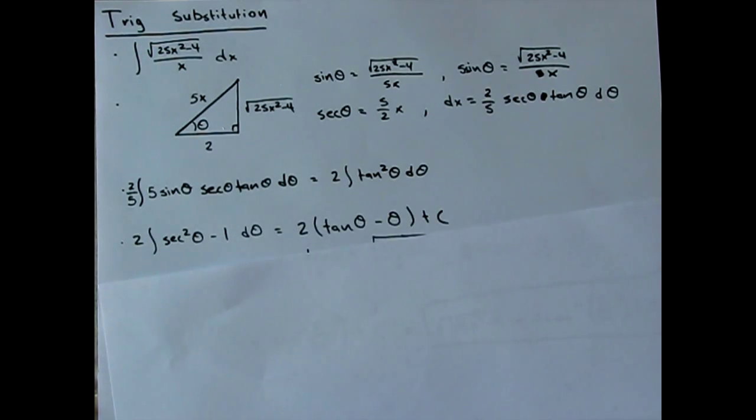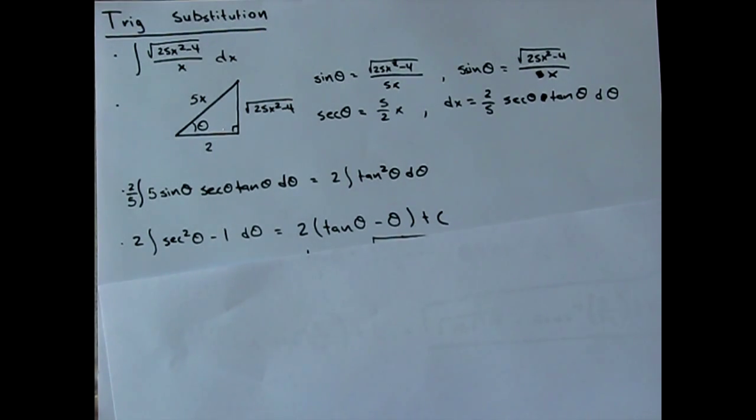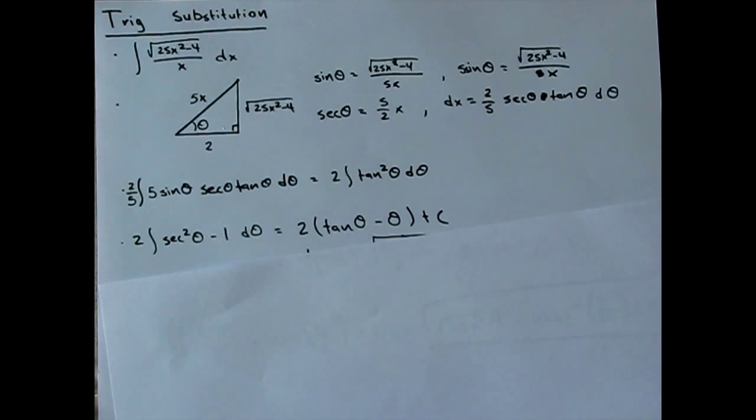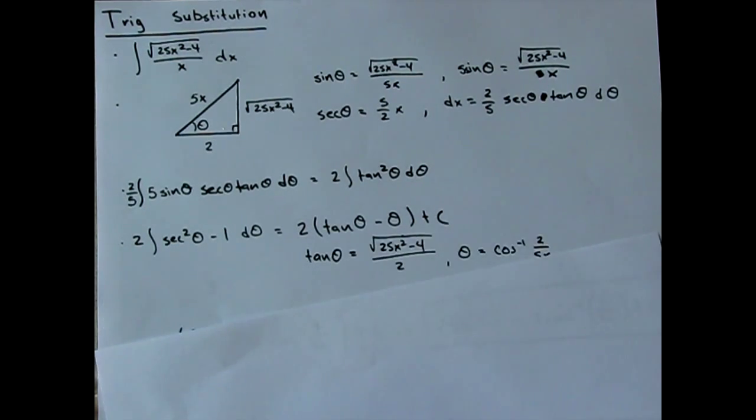You plug that back into the original equation, and you get 2 over 5 integral 5 sine theta secant theta tan theta d theta is equal to 2 integral tangent squared theta d theta. That simplifies to 2 times the integral of secant squared theta minus 1 d theta, which is equal to 2 times the quantity tangent theta minus theta plus c.